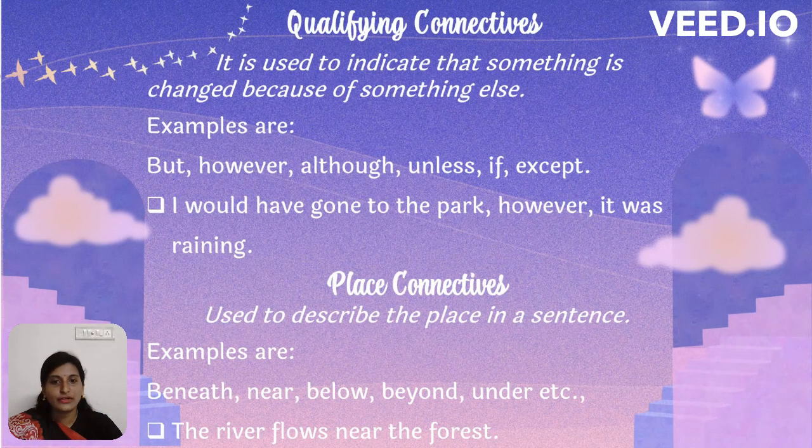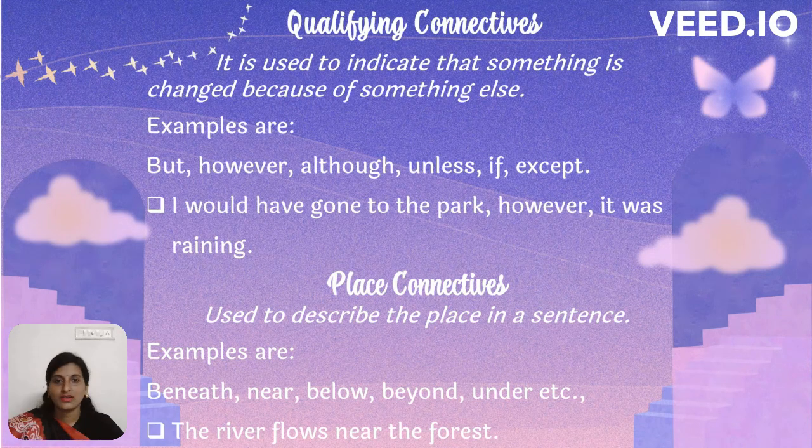Qualifying connectives are used to indicate that something is changed because of some action, some unexpected action. Some examples of qualifying connectives are but, however, although, unless, if, and except. We have a sentence in which the qualifying connectives are employed.